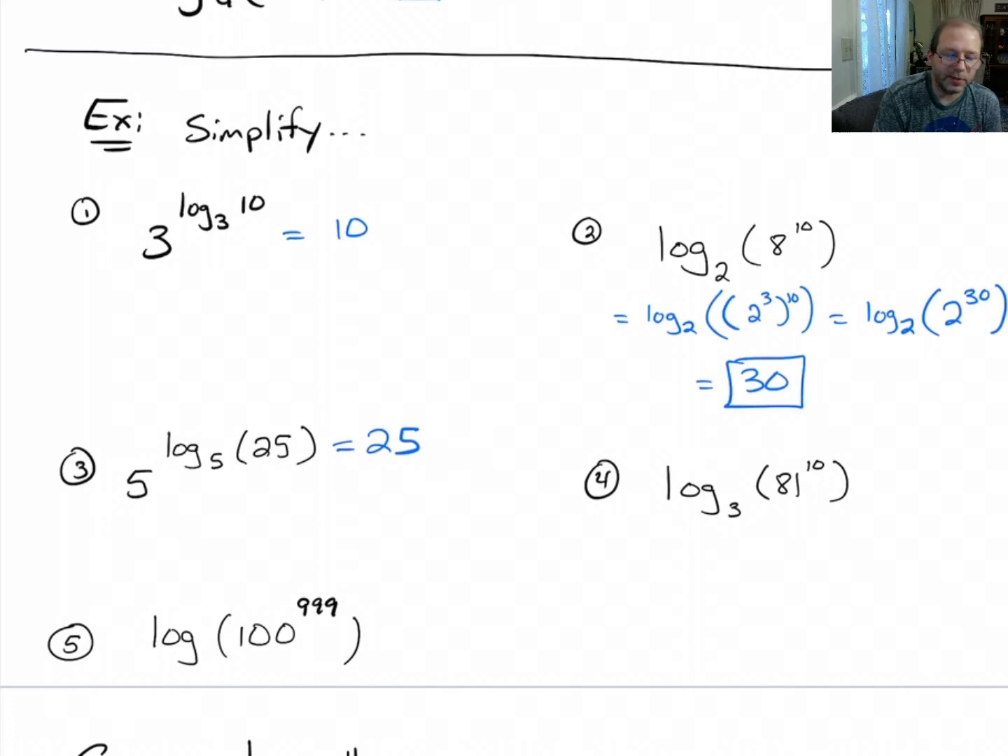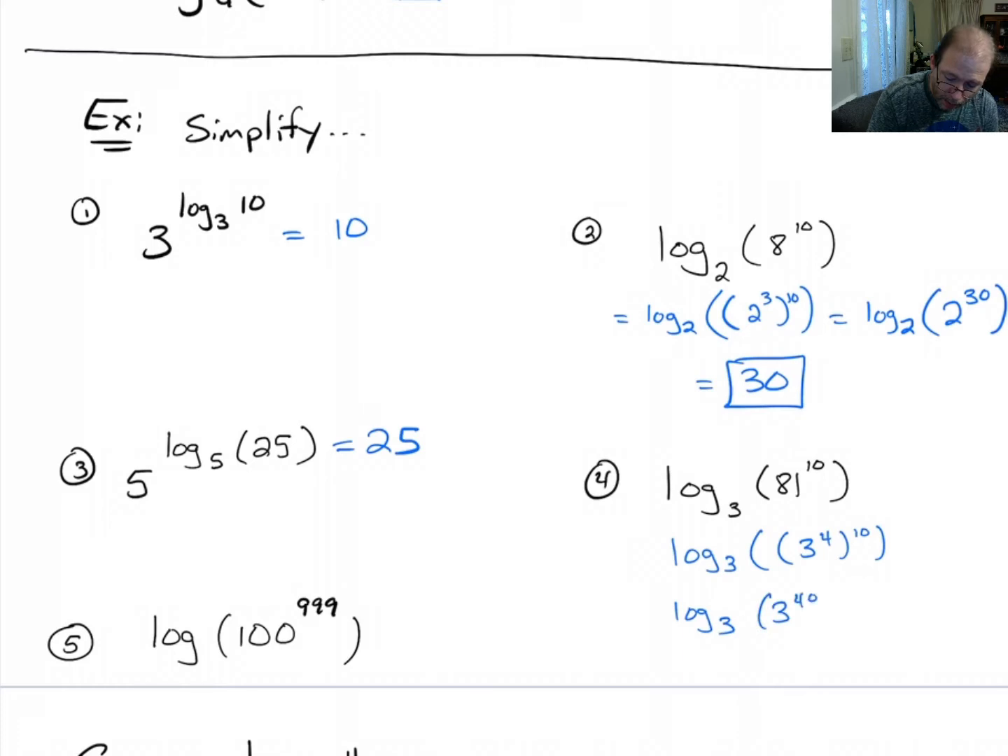And now something similar is going to happen on number 4. The log base 3 of 81 to the 10th. Well, 81 is 3 to the 4th power. You see 81, your first thought is probably 9 squared. Well, it's 9 squared, it's also 3 to the 4th. So what we've got inside of here is 3 to the 40th. And so the answer to this is just 40.